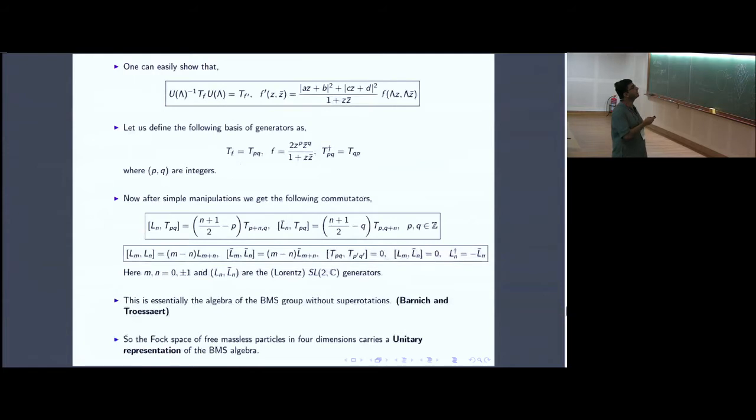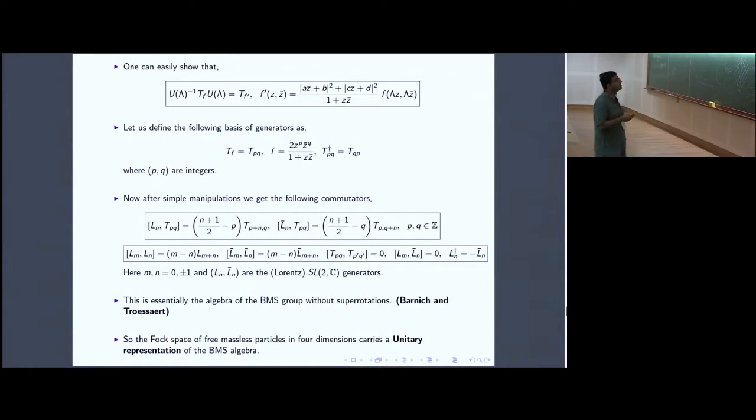Now I just wanted to point out one thing, which is that we can compute how this T_f transforms under an SL(2,C) transformation. So U_lambda acting on T_f gives you a T_f', where f' has this particular form. And now if you define this basis of generators, it is particularly useful to work with. Then you can define T_{p,q}, where I choose my f to be of this form, z^p z-bar^q over (1 + z z-bar), where p and q are integers. If you do a simple computation with this, you get the commutator between L_n and T_{p,q}.